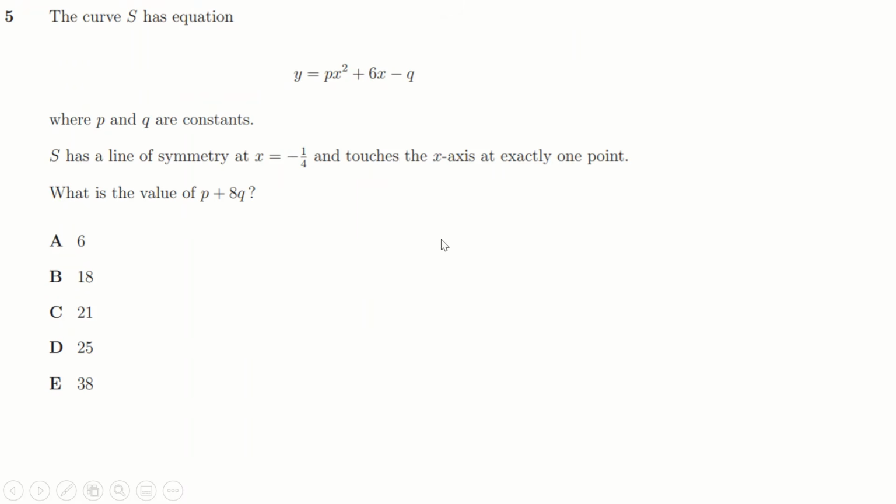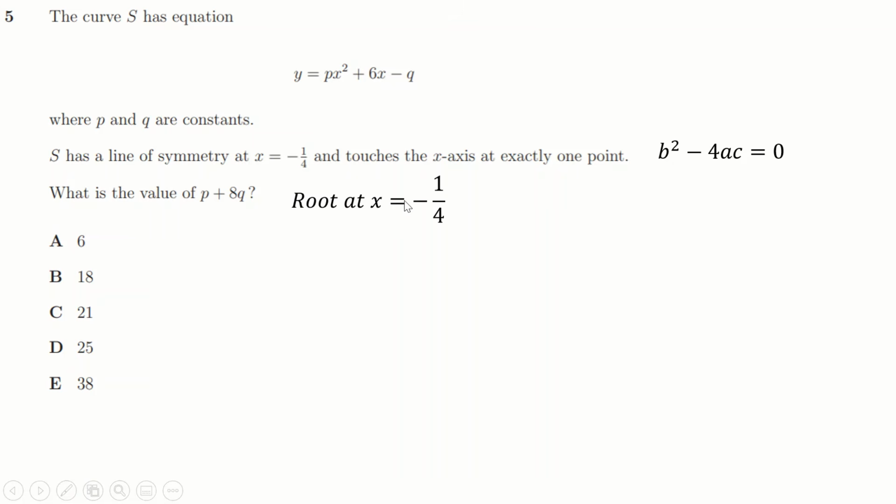Okay, question number 5. So we've got a quadratic with symmetry at x equals minus a quarter, and it touches the x-axis at one point. So this means it has exactly one root, a repeated root. And it also means the discriminant is 0, which I think I'm going to use as well.